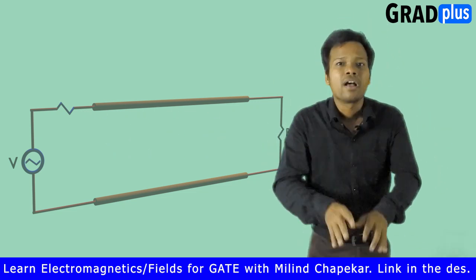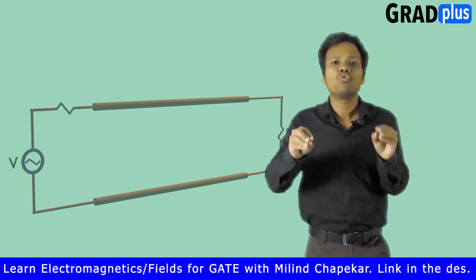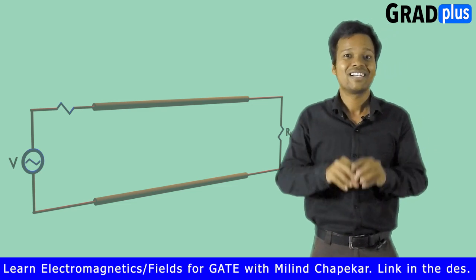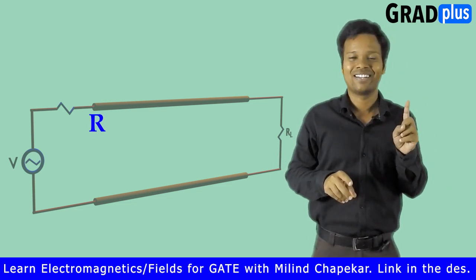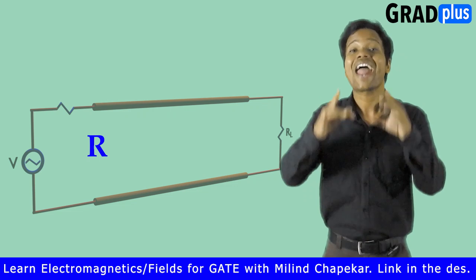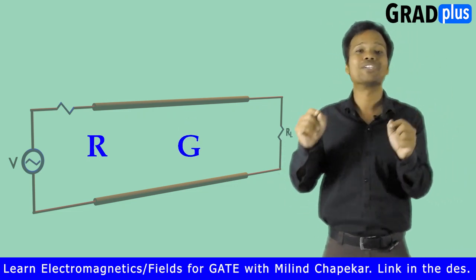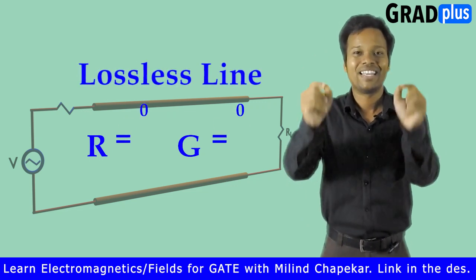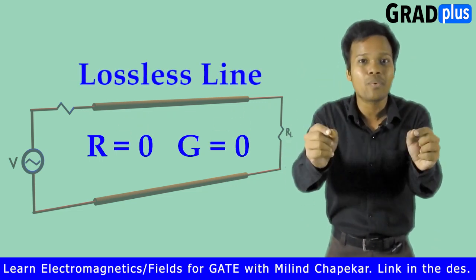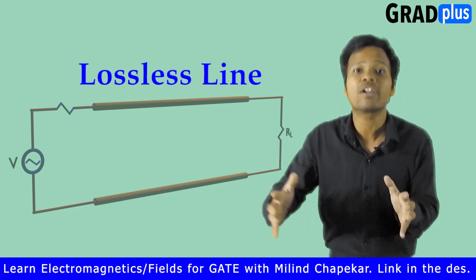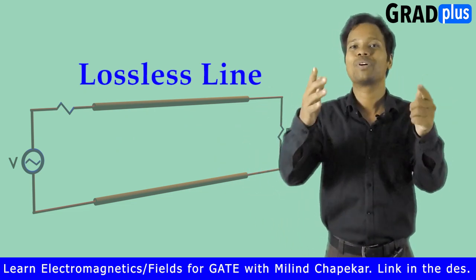So if you want your line to be lossless, then you should achieve the condition such that R, resistance per unit length, and G, conductance per unit length, of that line must be 0. Then such a line would behave like the lossless line. That means no power loss will happen over such a line.